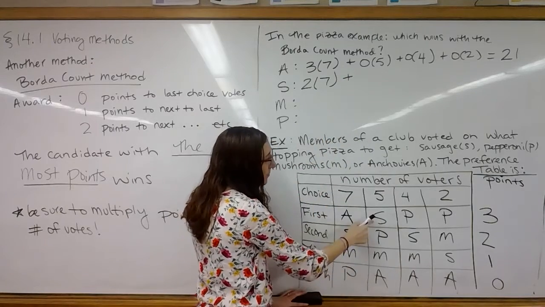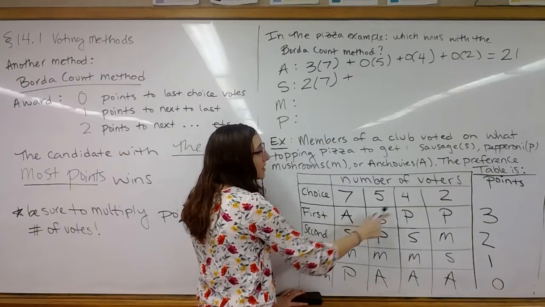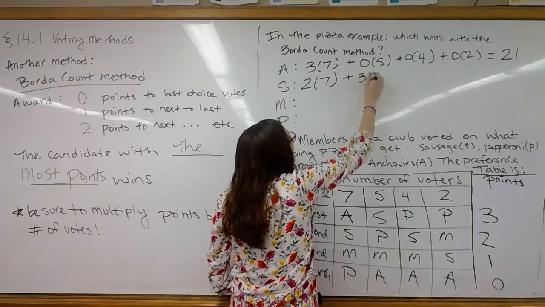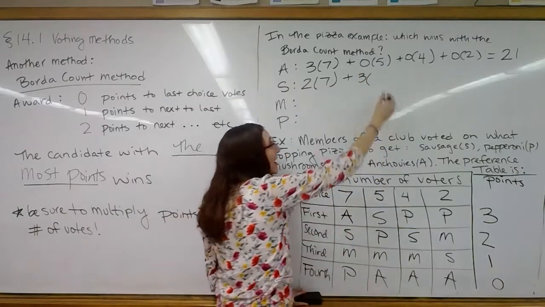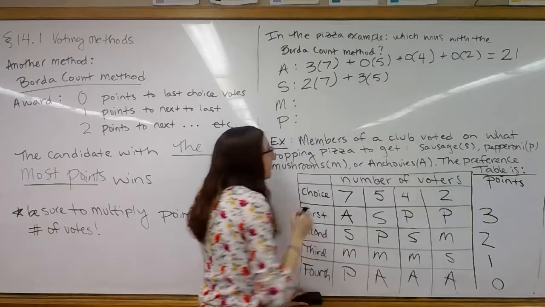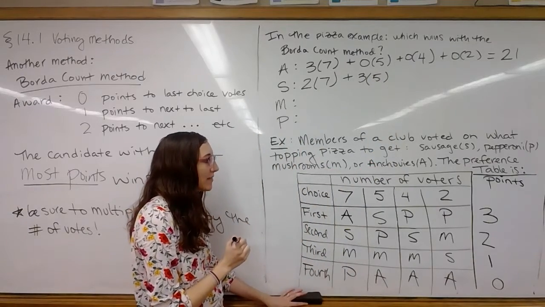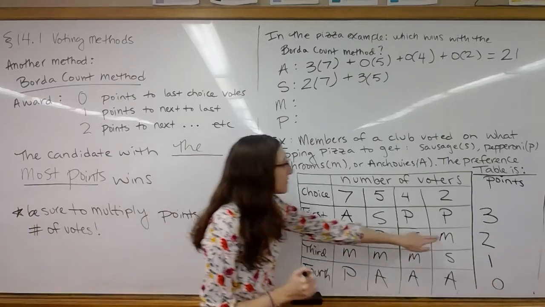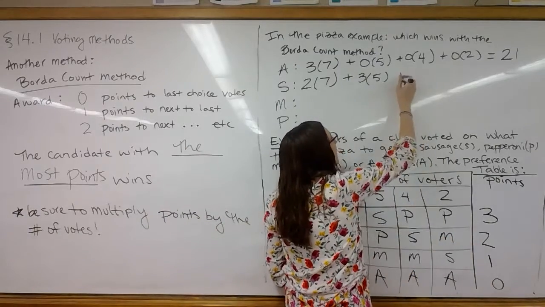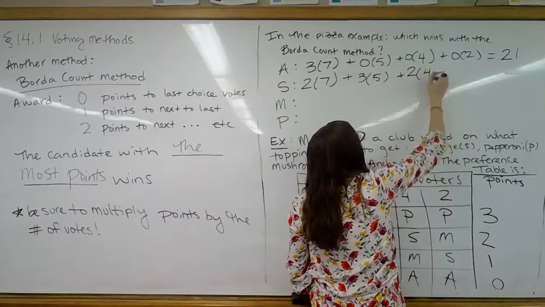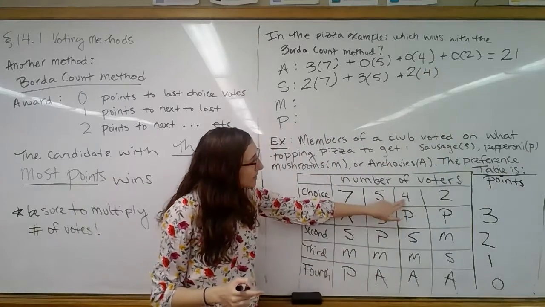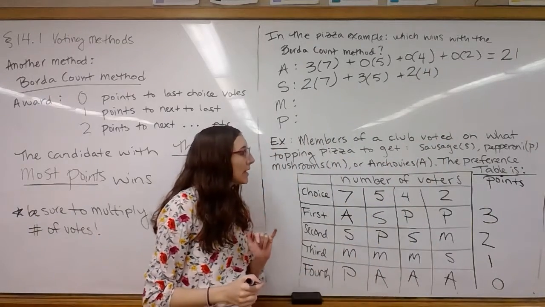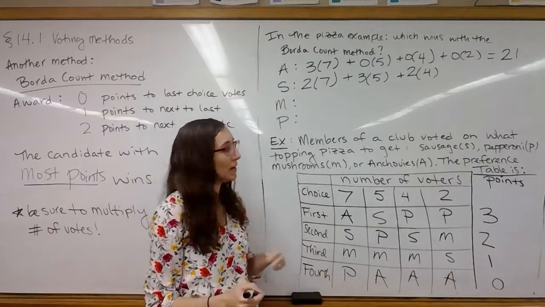In the second column, they're in first choice. So they get 3 points, but for each of the 5 ballots, so 3 times 5. In the third column, they're in second choice, which gives them 2 points. So then they've got 2 points, but that's worth 4 ballots. So really they get 4 different times.